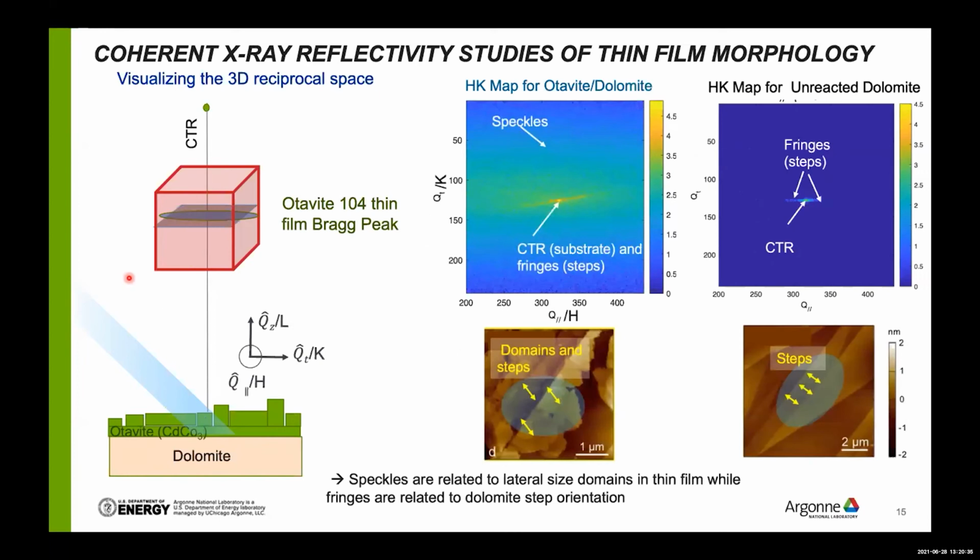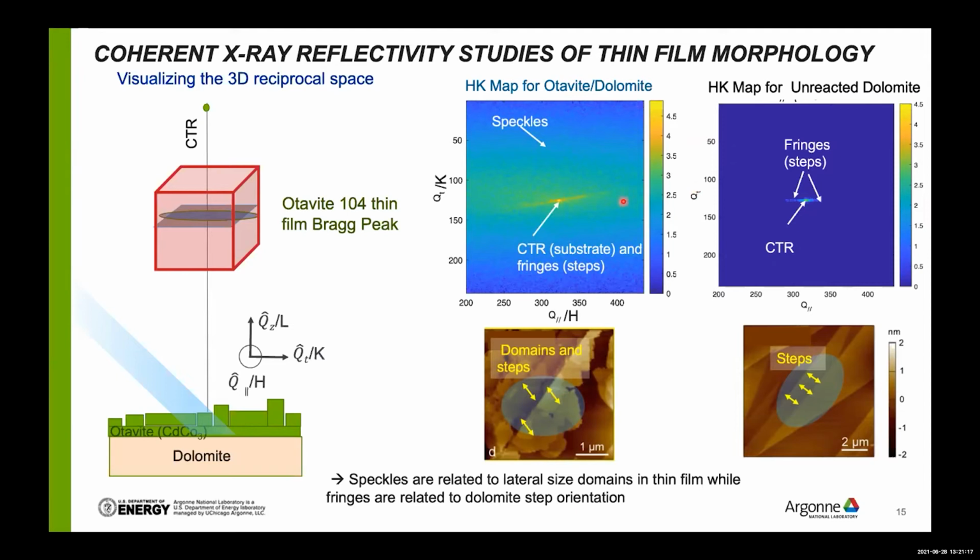Now, another cut of the reciprocal space which is interesting is the HK map, which is parallel to the film plane. And here, if we look at an HK map with coherent X-rays for an otavite and dolomite sample, we observe that we have a very wide distribution of speckles, which arise from the distribution of lateral sizes of the otavite domains. And simultaneously, we also see the contribution of the underlying dolomite through the CTR, which once again is very narrow. And these fringes that we can distinguish correspond to the existence of steps.